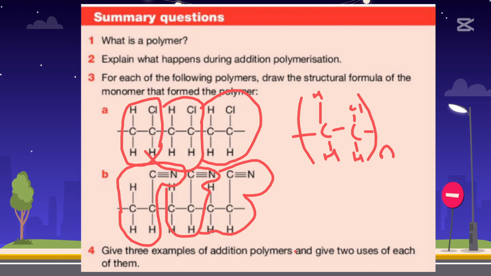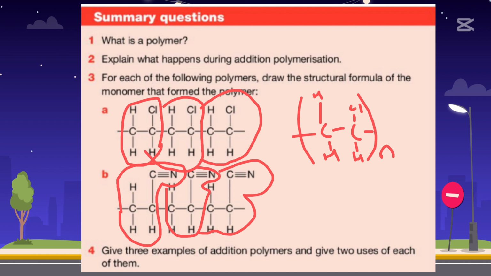Alright, give 3 examples of addition polymers and give 2 uses of each of them. We use polyethene for jugs and we use it for sandwich bags. There's also polypropene. We use polypropene for food containers, some very thick food containers. I'm also thinking about polyvinyl chloride, or PVC pipes. And we also use PVC for shower curtains as well.